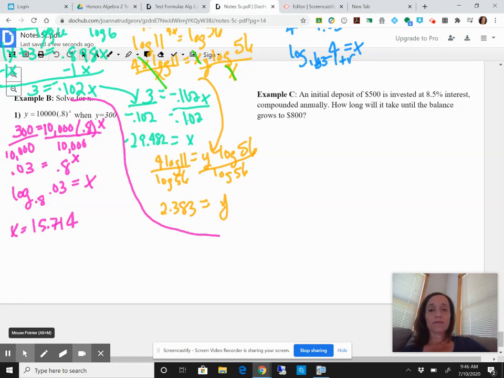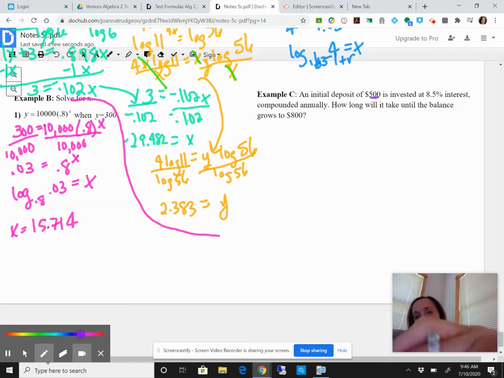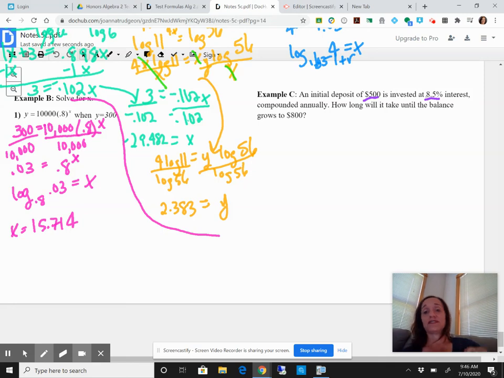All right, last problem. Now here it's actually giving us the story problem, so we're going to have to set it up. It says an initial deposit of $500 is invested at 8.5% interest. That's way better than what we had before. Compounded annually, you don't need to worry about that. We haven't talked about compounding since we skipped chapter 1. How long will it take until the balance grows to $800? So we're not even doubling our money here. This shouldn't take 46 years like the last problem.